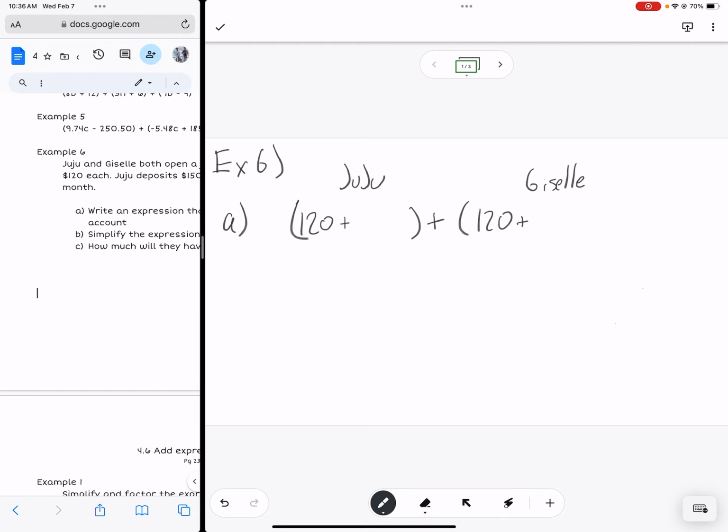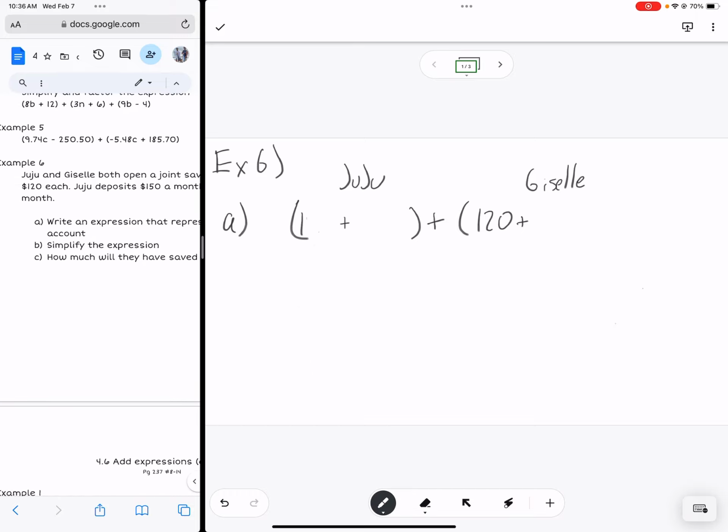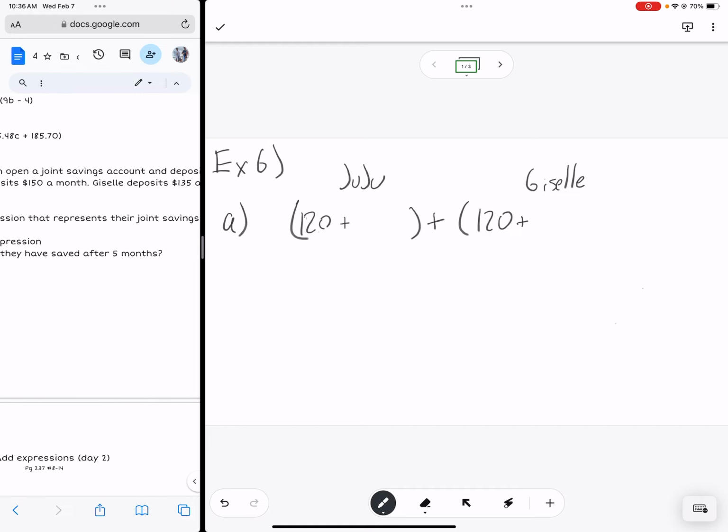Now let's keep going. Oh, I'm sorry, I messed up. Juju doesn't deposit 120. How much does Juju deposit a month? 150. So we're going to add 150 a month. That's a rate. So how do I represent that with a variable? We could use R for rate. You could really use any letter, but I'm going to use M because it's per month.